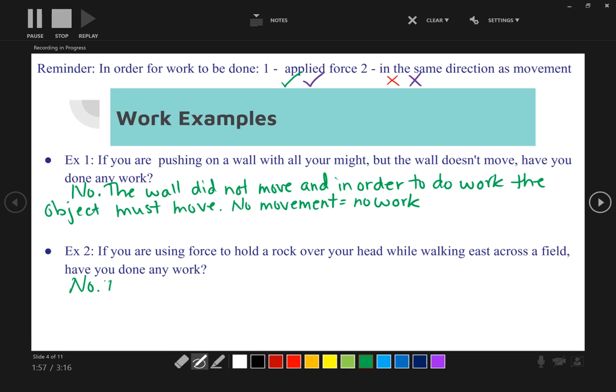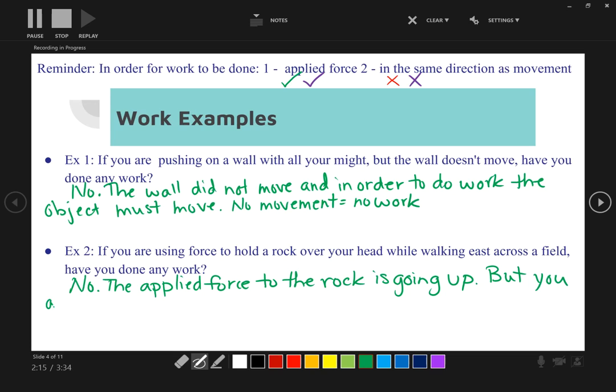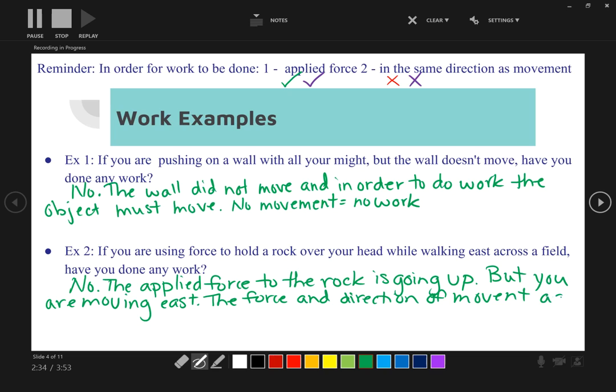So no. The applied force to the rock is going up, but you are moving east. The force and direction of movement are not in the same direction.